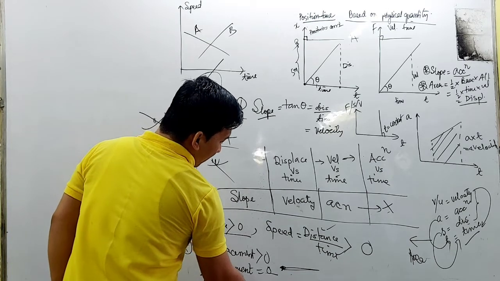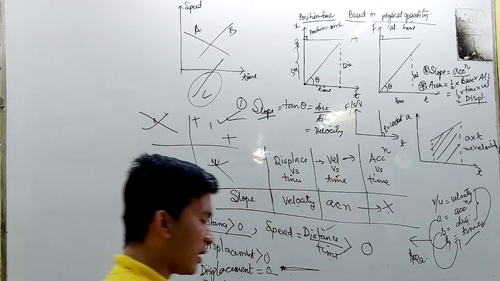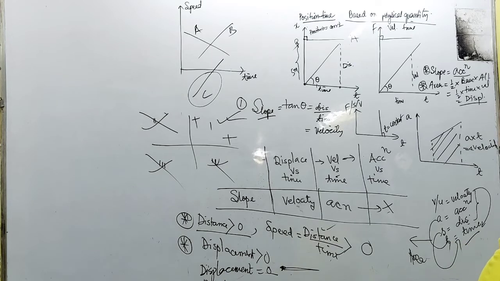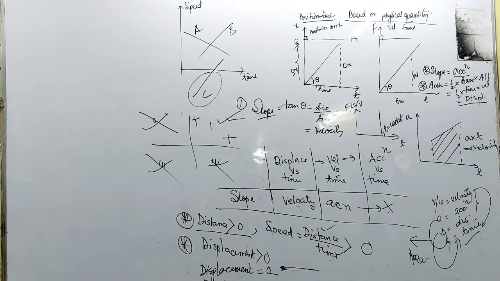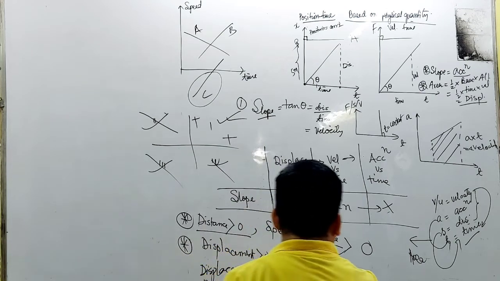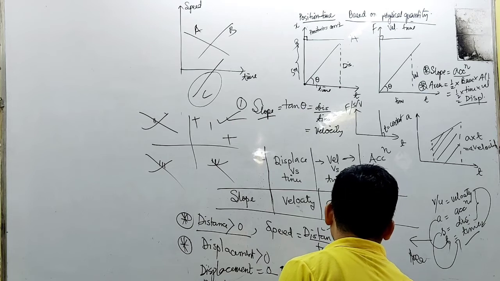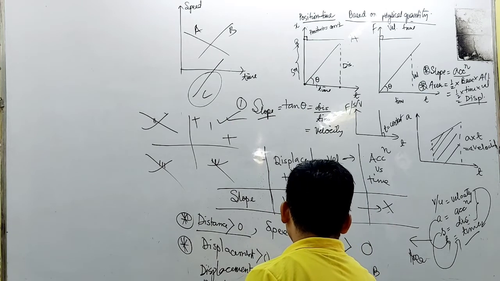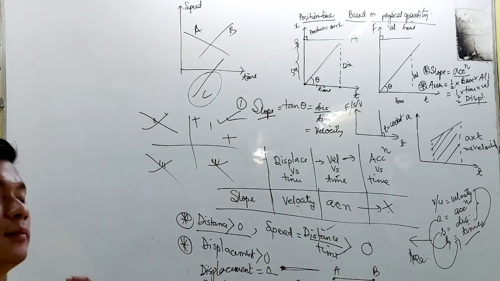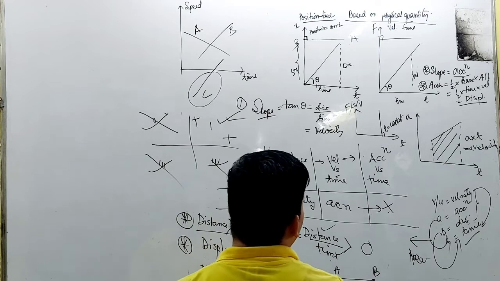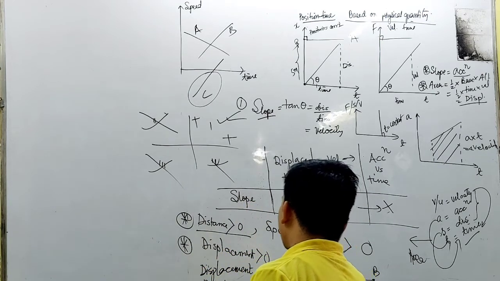Displacement can also be negative. For example, if a body moves from A to B, say plus 3, and then moves backward, say minus 5, and returns past A to C, then our final position is behind A. So the displacement will be negative.